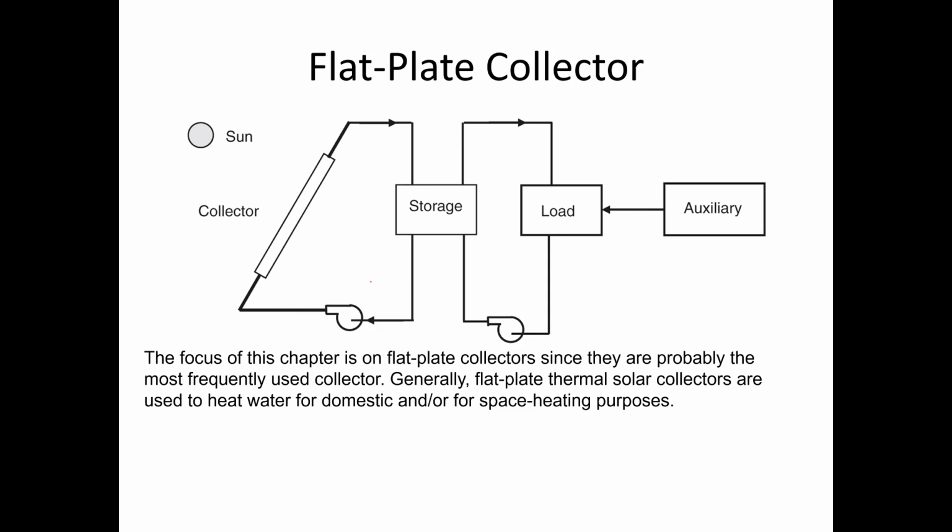The focus of this chapter, though, is on flat plate collectors, since they are probably the most frequently used. Generally, flat plate collectors are used to heat water for domestic and/or space heating purposes. So here in this simple diagram, you have a collector that collects the energy of the sun, exchanges with a storage tank, and then the storage tank goes onto some sort of heating load for a building where there's some auxiliary system to make up for what this collector can't do.